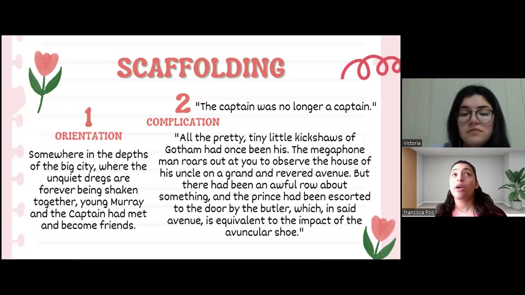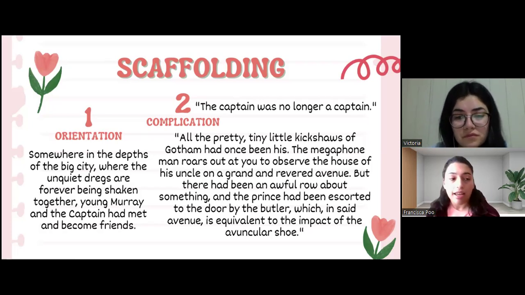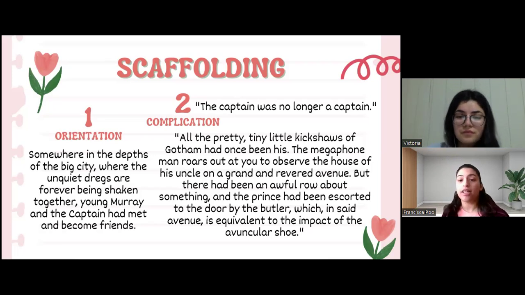In the complication, we have a different complication for each character. The captain is no longer a captain. This means that he has lost the status and the privilege that he had before. In the case of Murray, he has also lost his privilege because he used to be, as it is compared, like a prince, but he was kicked out of his home.